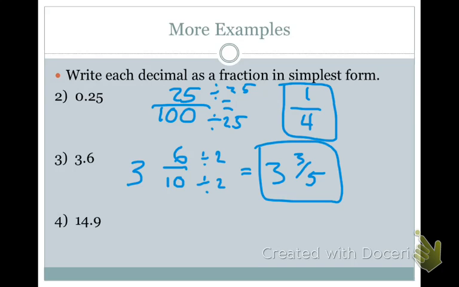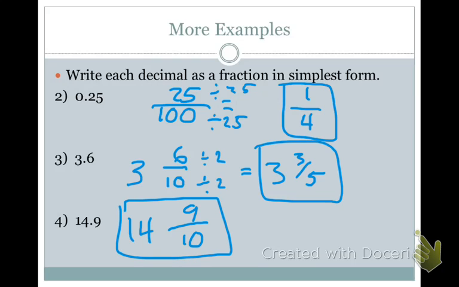Next problem, done very similar. The 14 is going to be your whole number. And then what place value is this in? You should have said tenths. And then the 9 is going to be on top. And then that can't be reduced because they don't have any numbers that are common to both of them, no common factors. So that would be your answer for that one.